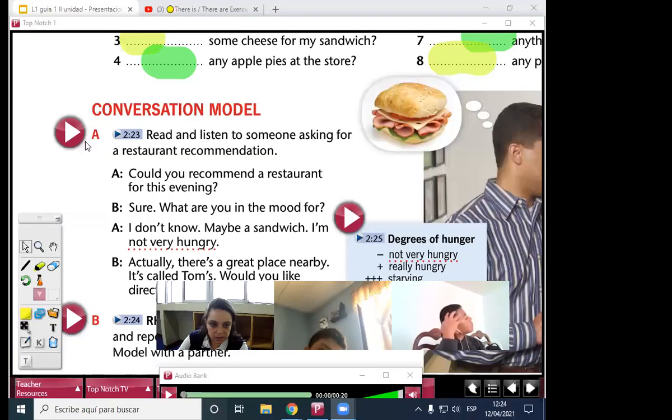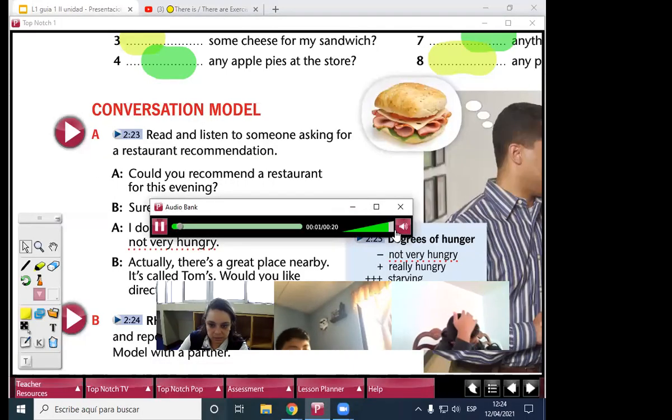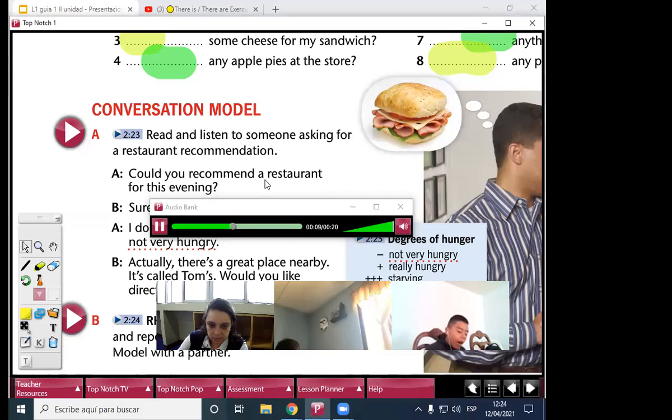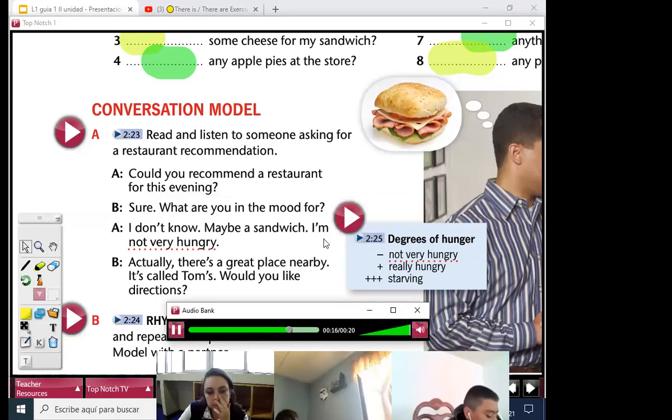I'm going to play again, okay? Read and listen to someone asking for a restaurant recommendation. Could you recommend a restaurant for this evening? Sure. What are you in the mood for? I don't know. Maybe a sandwich. I'm not very hungry. Actually, there's a great place nearby. It's called Tom's. Would you like directions?